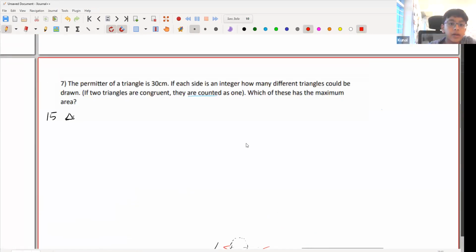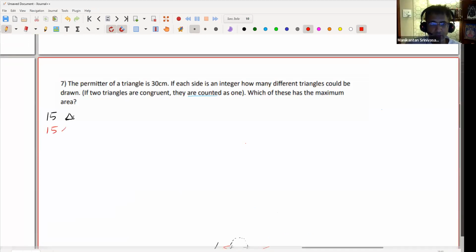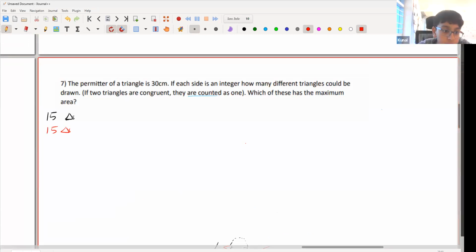Yes, I got 15 too, because I used that property of triangle. What property did you use? That the sum of the two sides must be greater than the third side. Sum of the two sides must be greater than the third side. There's only one third side, right? Okay, go ahead. Can you expand? How do you get 15 then? So the sum of two sides is bigger than the third.